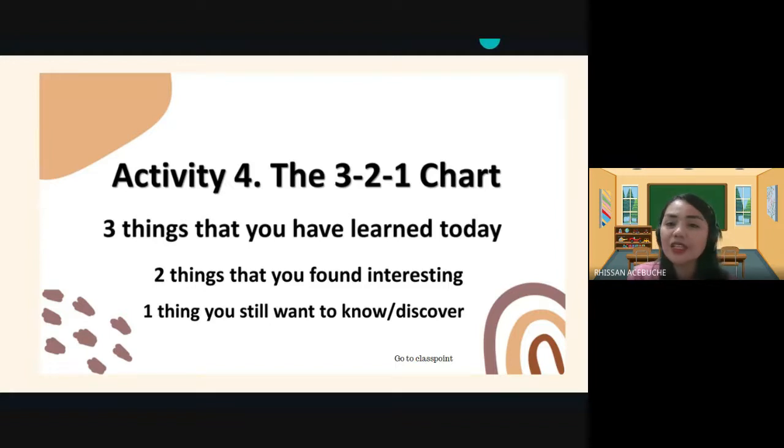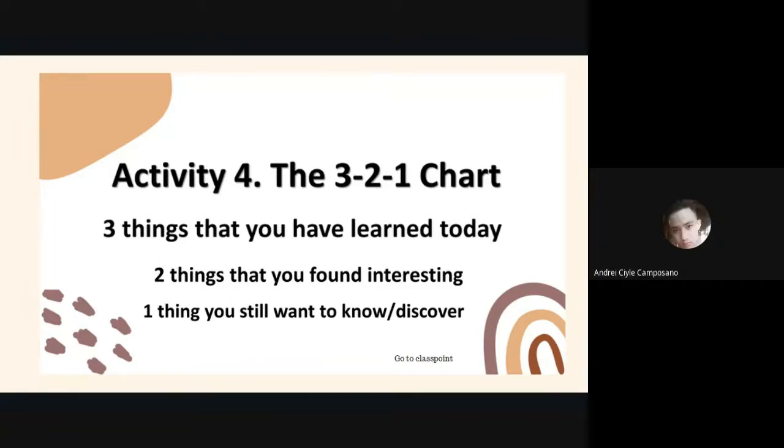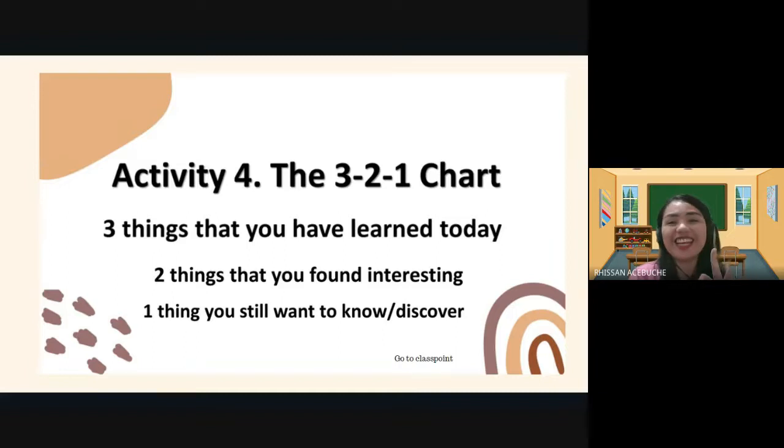Okay? So who would like to answer for 3? 3 things that you have learned for today. Yes, Camposano. So for today, I learned the different stresses that can deform the landforms. First is the compression, next is tension, and lastly is the shear. Very good. That's 3 already, right? So compression, tension, and the shear stress.